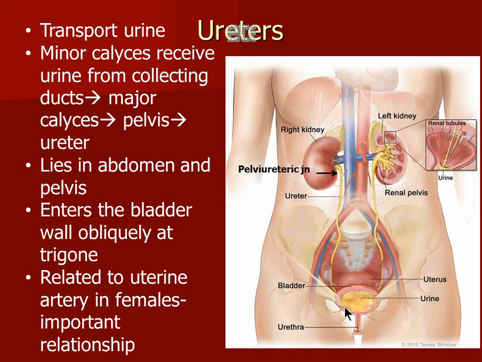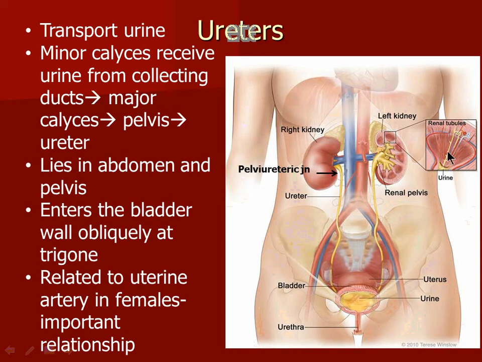So that muscle peristalses and the urine passes slowly, because if it wasn't due to peristalsis, if it just plopped straight into the bladder, your bladder would get full really, really fast. So first, the minor calyces receive the urine from the collecting and the papillary ducts. It then goes into the major calyces. So from the minor, it goes into the major calyces.